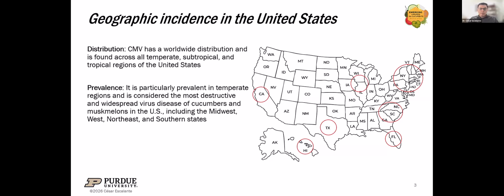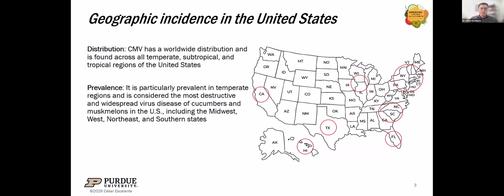Well, it's more famous for attacking cucumbers and muskmelons and frequently hits summer and winter squash, pumpkins, and gourds. It can also affect watermelons, but with less frequency. There are just a few strains that might affect watermelons.